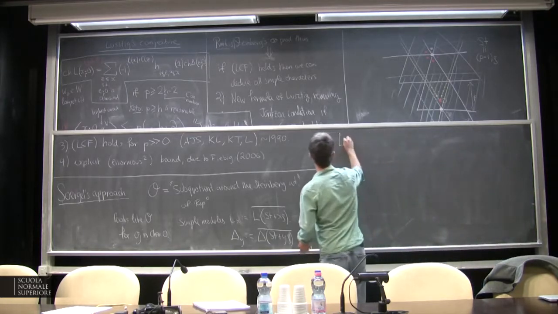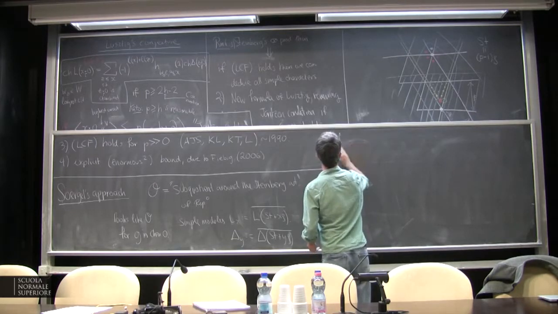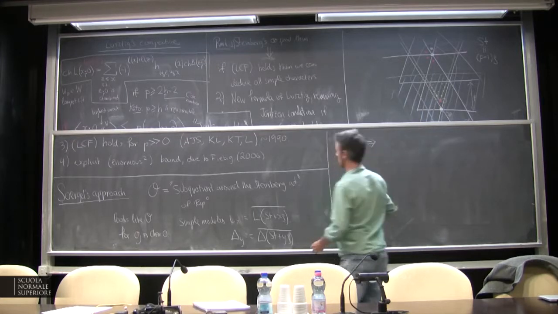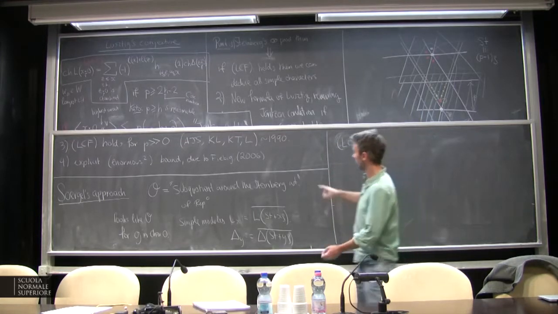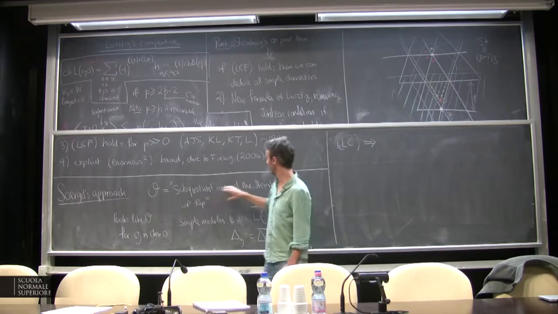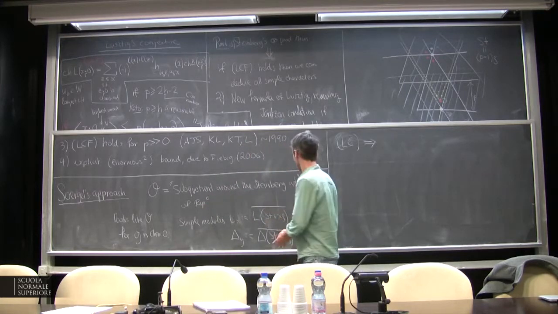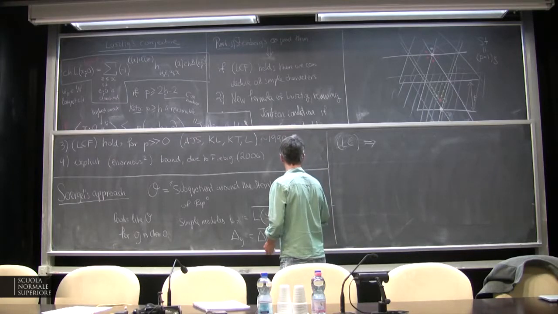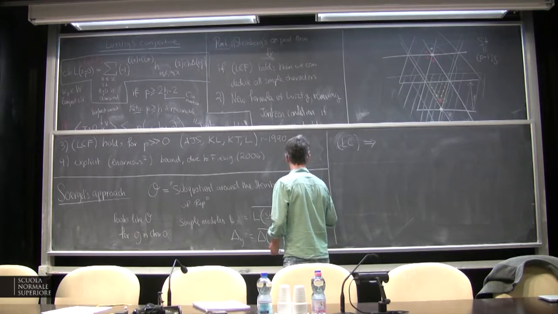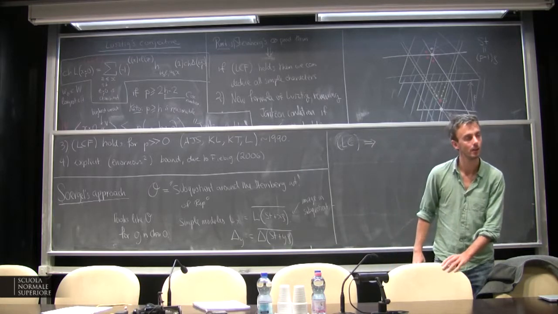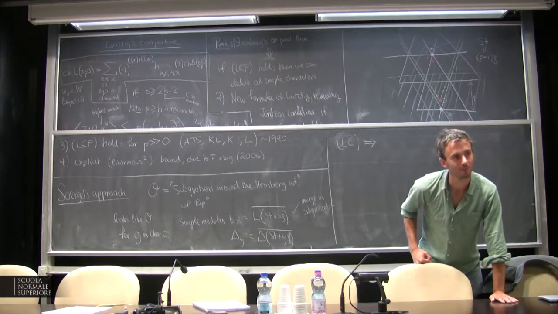What does the bar mean? It means, so this is a subquotient of this block, and I just mean take the image in the subquotient. Is this the idea implemented in the book by Jantzen? No. This is another idea.